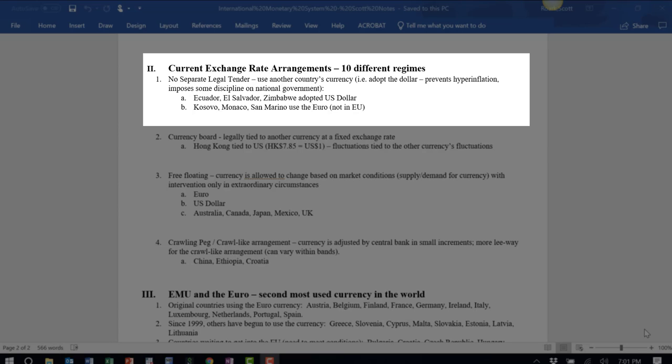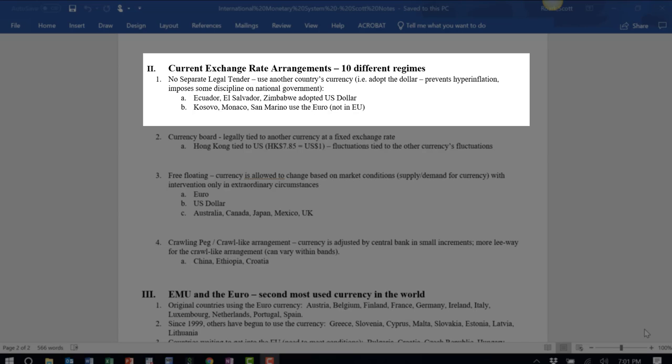Zimbabwe famously did it a number of years ago when they were running with inflation in the millions of a percent. They've recently, I think, gotten rid of the US dollar and gone back to their own currency. But it's been done historically, at least with the US dollar, to impose some discipline on the national government where maybe there was hyperinflation. And again, if you're using someone else's currency, it has a set amount; you can't print a whole bunch of extra units of that currency.